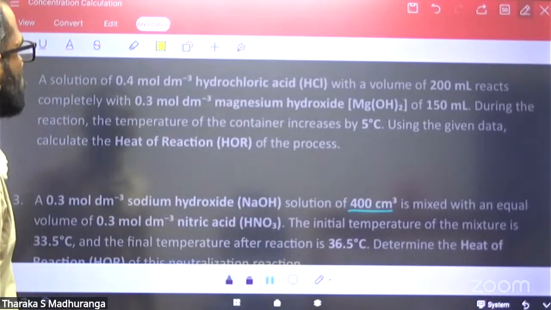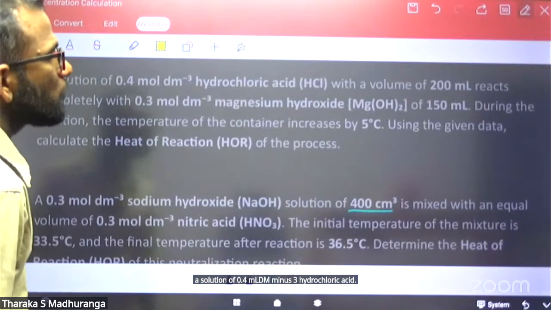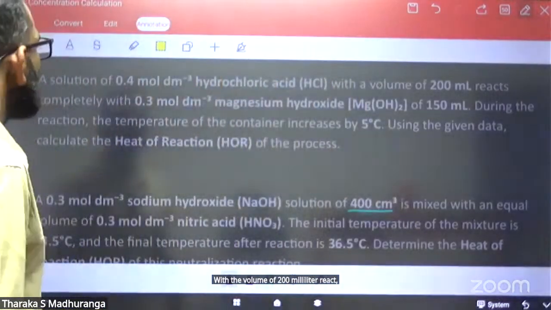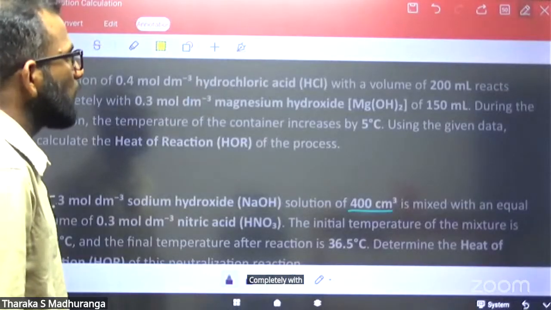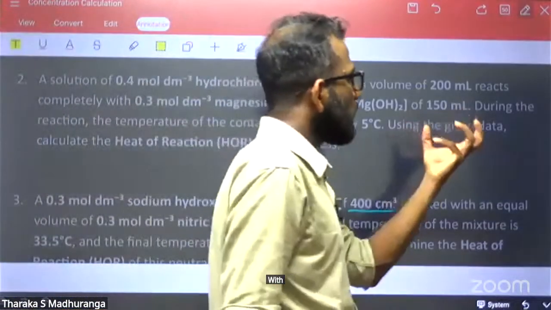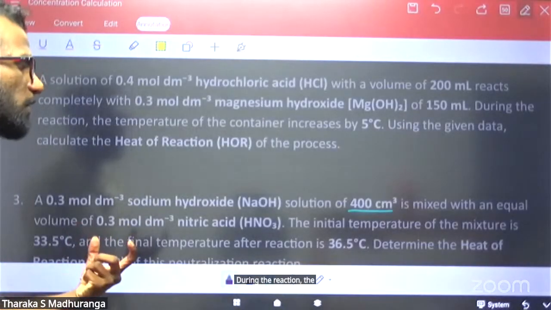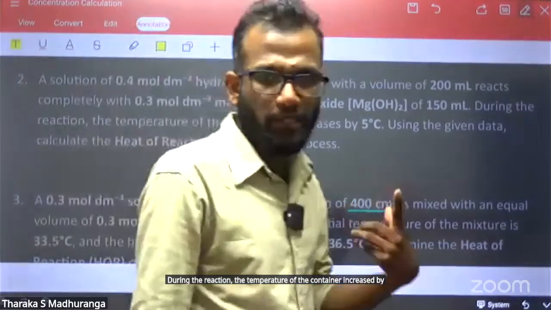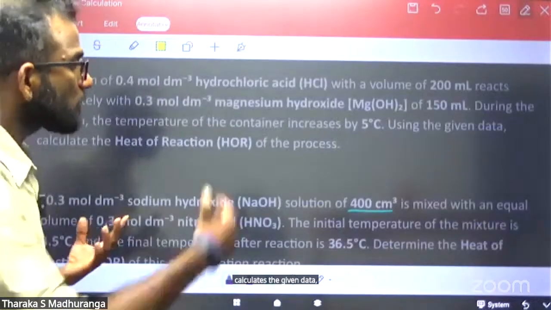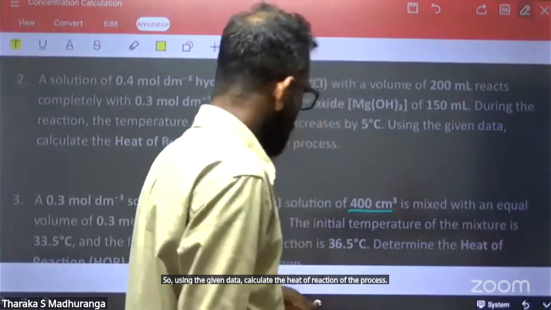A solution of 0.4 mol dm^-3 hydrochloric acid with a volume of 200 milliliters reacts completely with 0.3 mol dm^-3 magnesium hydroxide with a volume of 150 milliliters. During the reaction, the temperature of the container increased by 5 Celsius. Then the temperature difference is 5. Using the given data, calculate the heat of reaction of the process.